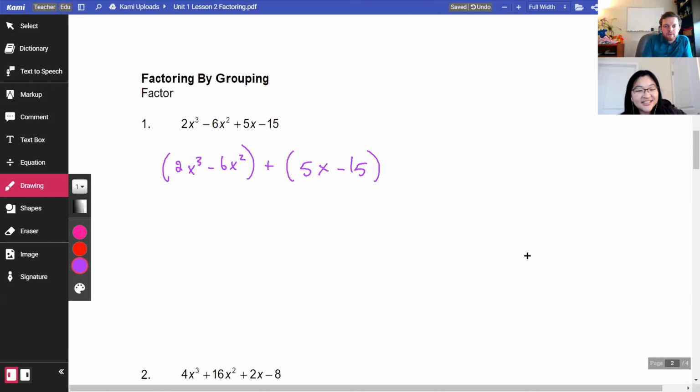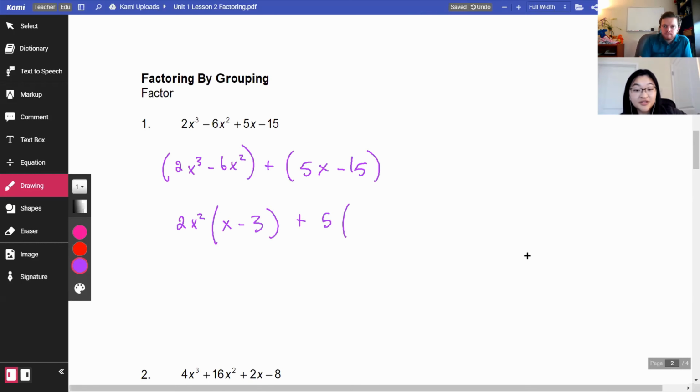What is the GCF between these 2 terms? I think 2x squared. Yeah, 2x squared goes into that one. And then 2x squared times what gives me 2x cubed? I think that's an x. Yep. And then a minus 3. Yep. All right, how about over here? I think it looks like 5 is the only thing we can take out. Let's go ahead and take it out.